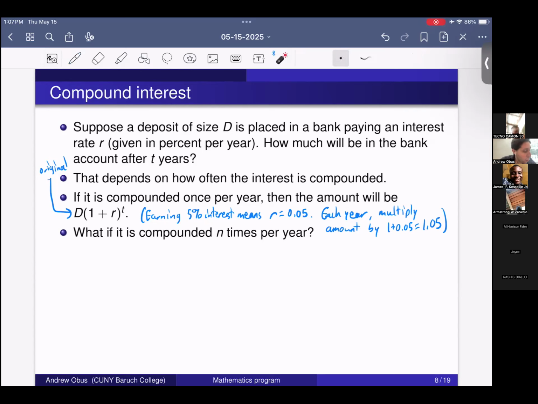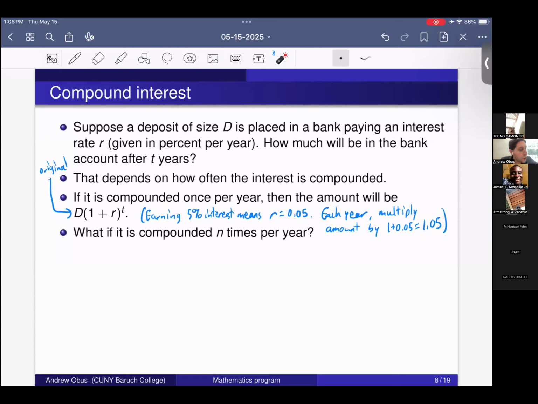If you do that over T years, so if you do that over 10 years, then you're going to multiply by this 1.05 10 times. So we multiply by (1 + R) to the 10. This is what happens when you have bank account interest that's compounded once per year, or if you owe a loan with interest, same type of thing.